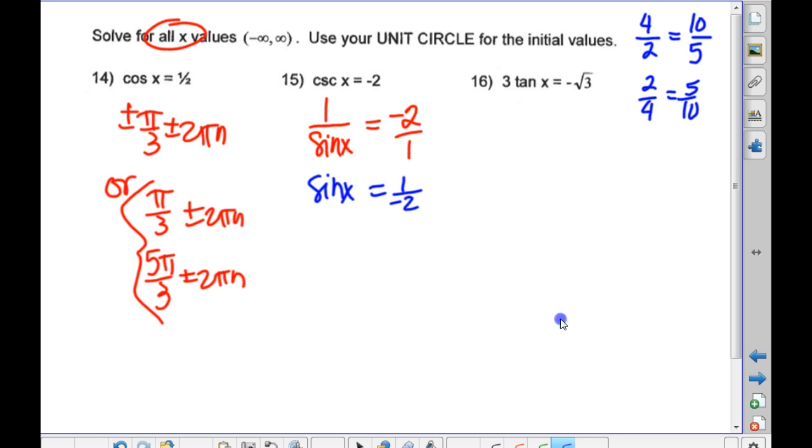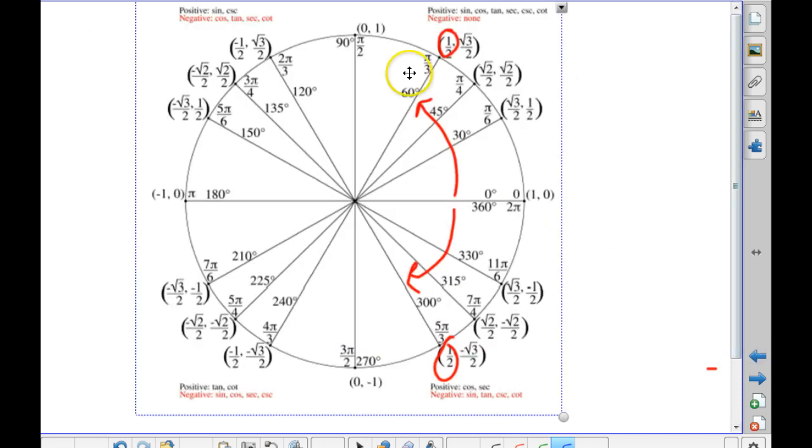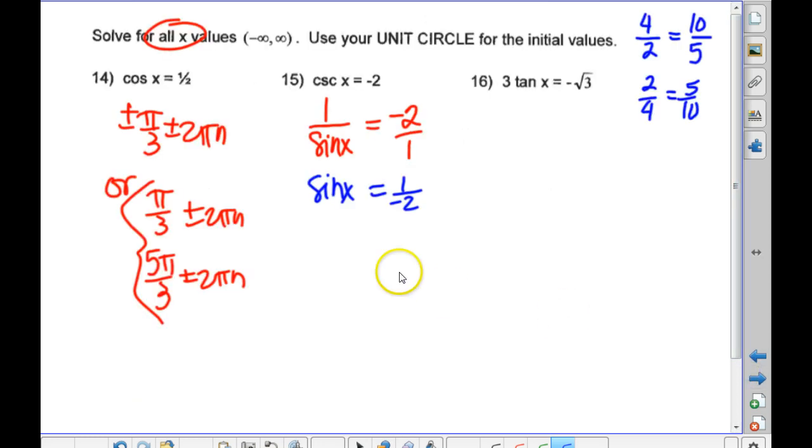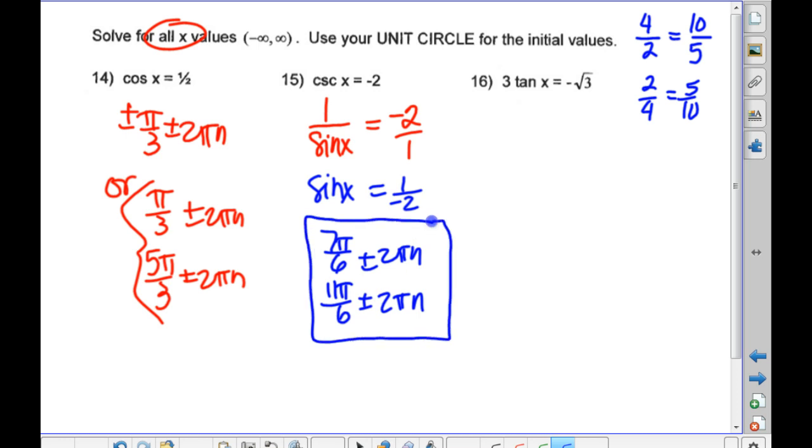So where is the sine negative 1/2? Okay, everybody find them? There are other ways to write that, but none are any shorter. I mean, you could have called it negative pi over 6 and negative 5 pi over 6 or something, but it doesn't matter. It's still the same number of answers.